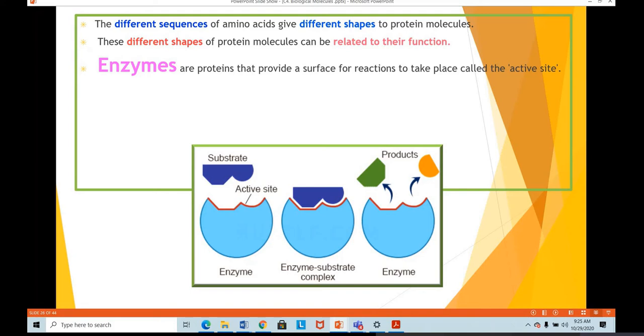Similarly, the enzymes are also proteins that provide a surface for the reactions to take place, called the active site. As you can see, this enzyme has this shape of the active site, and only a substrate of this shape can fit into these enzymes. Only when the substrate fits, the enzyme-substrate complex is formed and the enzyme can start functioning. Enzymes form an active site only for a few substrates, and when these two come together, only then can the enzymes function.